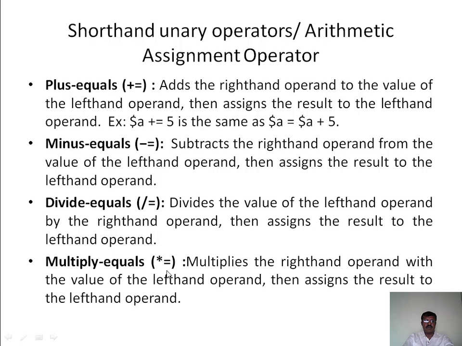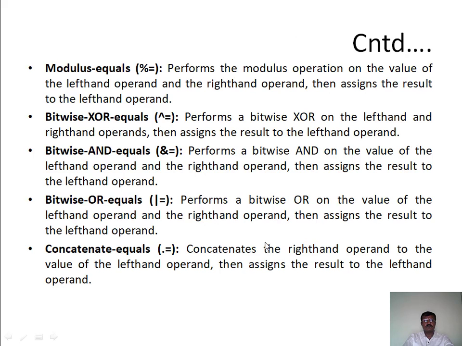Next is the multiply equal operator. This can be represented by asterisk followed by equal sign. This operator multiplies the right hand operand with the value of the left hand operand, then assigns the result to the left hand operand. Modulus equal operator. This modulus equals operator can be represented by percentage symbol followed by equal sign. This performs the modulus operation on the value of the left hand operand and the right hand operand, then assigns the result to the left hand operand.